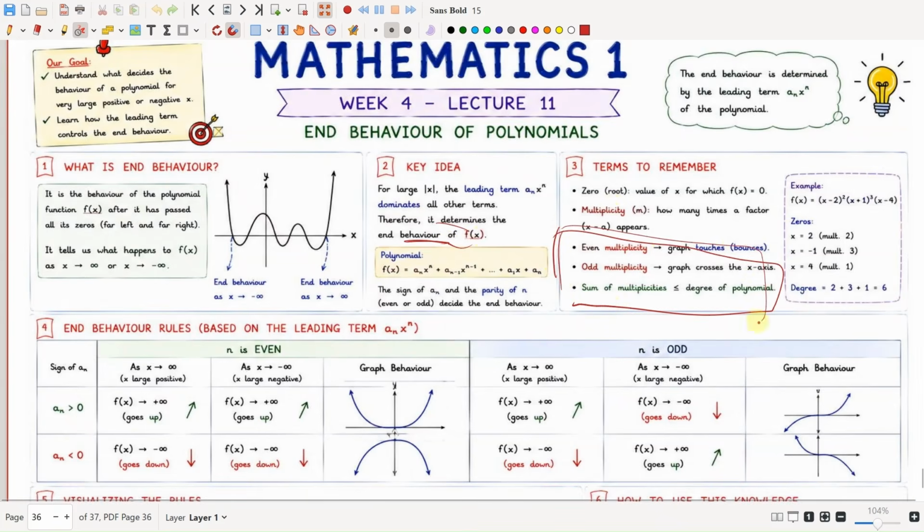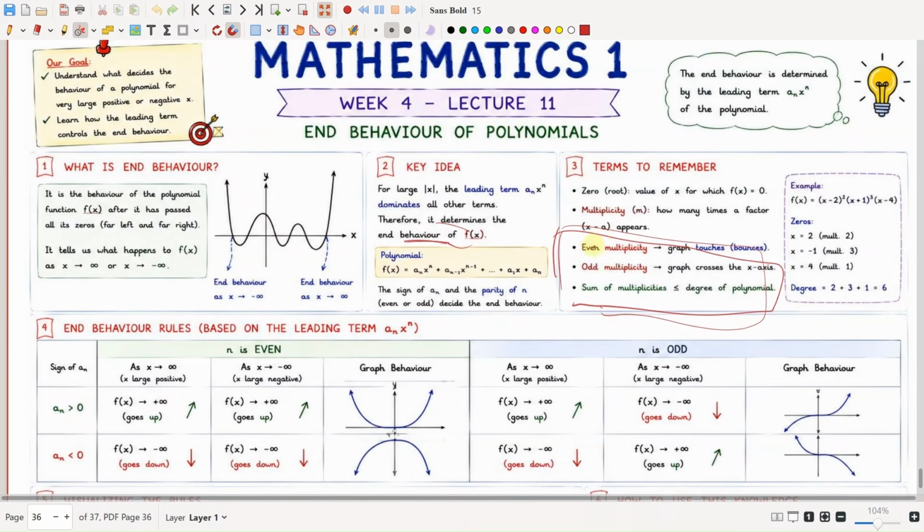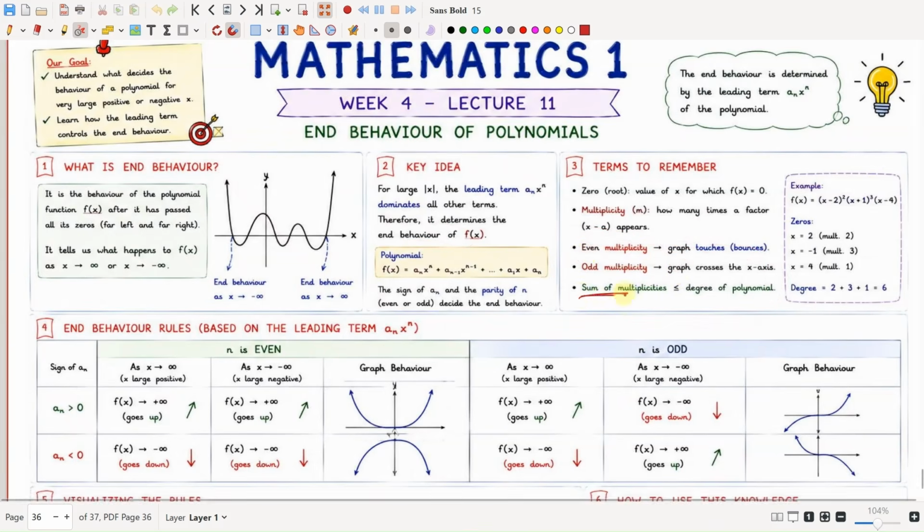These 3 points are important for you to remember. If there is an even multiplicity, the graph will touch and bounce. If there is odd multiplicity, the graph will cross the x-axis. The sum of all the multiplicities should be less than or equal to the degree of the polynomial. The multiplicities will not exceed the degree. So you cannot have a multiplicity of 9 and a degree of 5. It should be the other way around: multiplicity 5 and degree 9, like this.